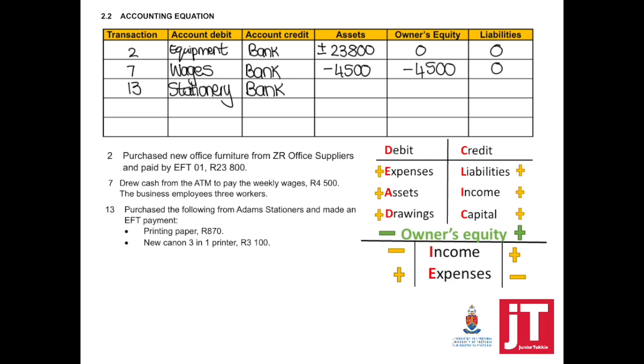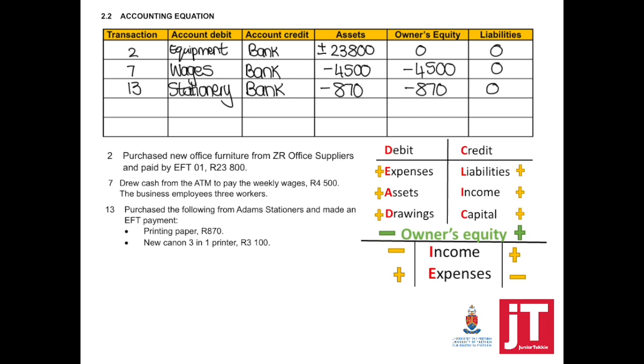Why? Because we purchased stationery. Bank is an asset, which means it will be minus 870. Because my expense increases, it will have a negative effect on the owner's equity. And nothing happened with my liabilities.